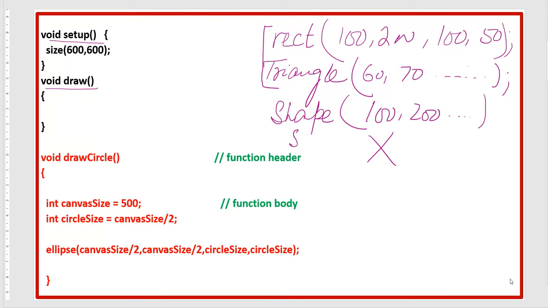If you want to make a star, what do you think? You will write down star and then give some parameters. When we run it, what do you think? Will you get a star? No, because this is not a function. These two are not predefined functions.